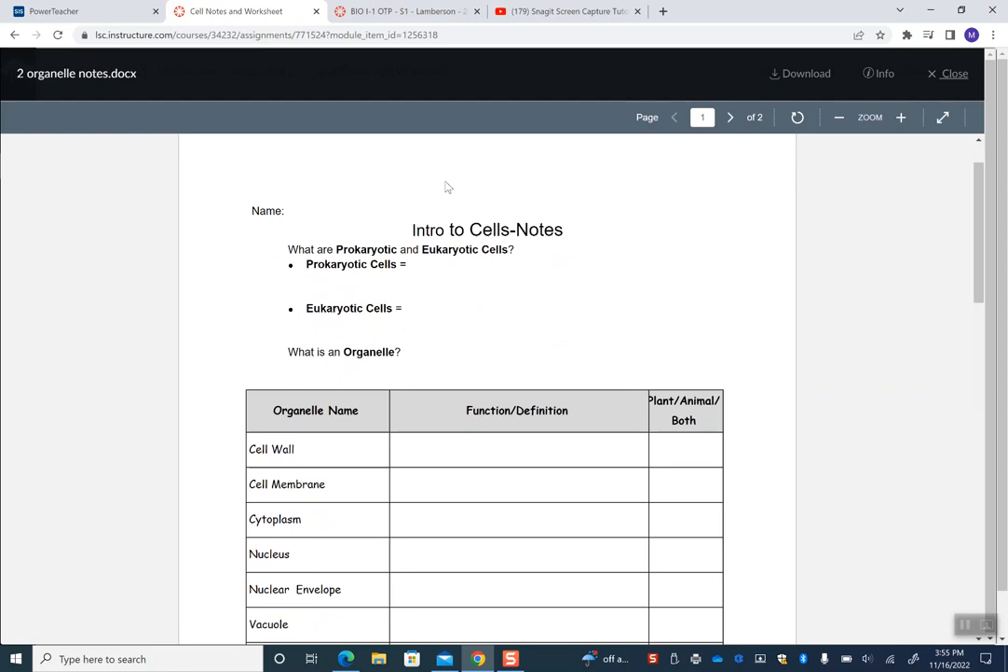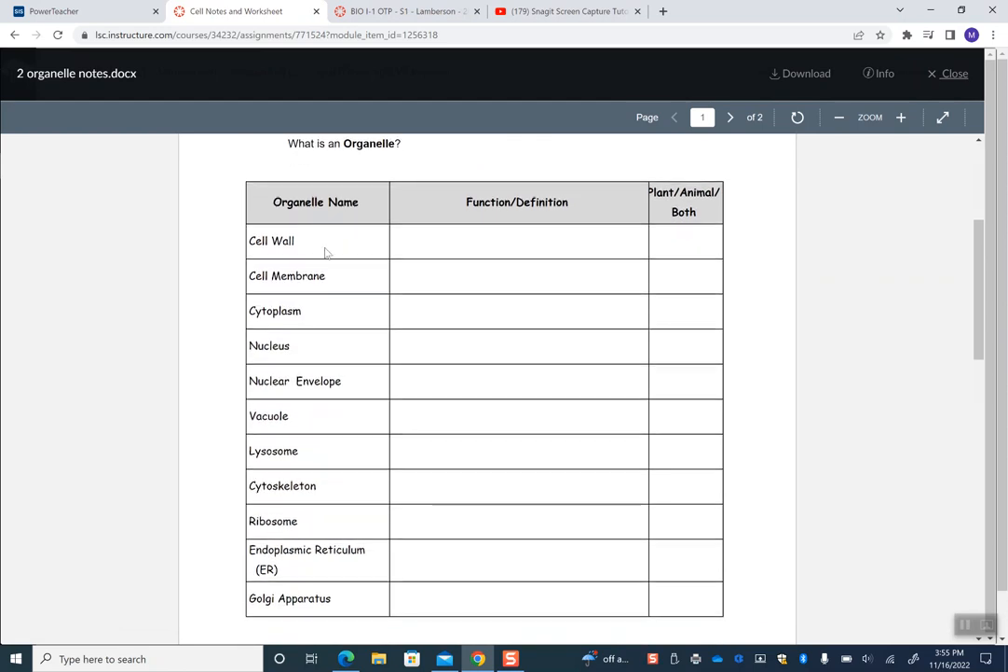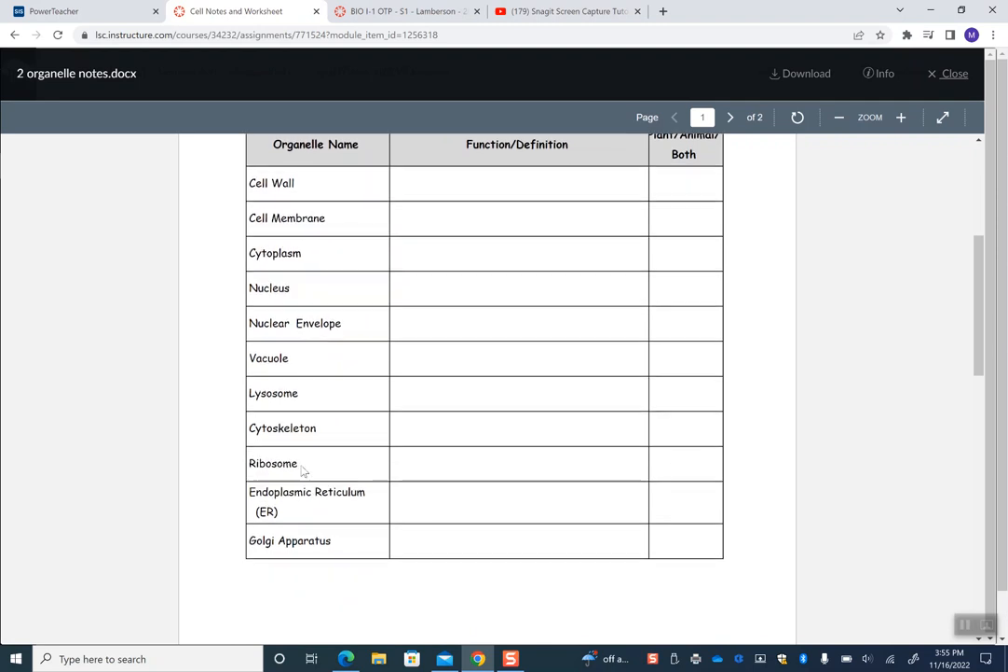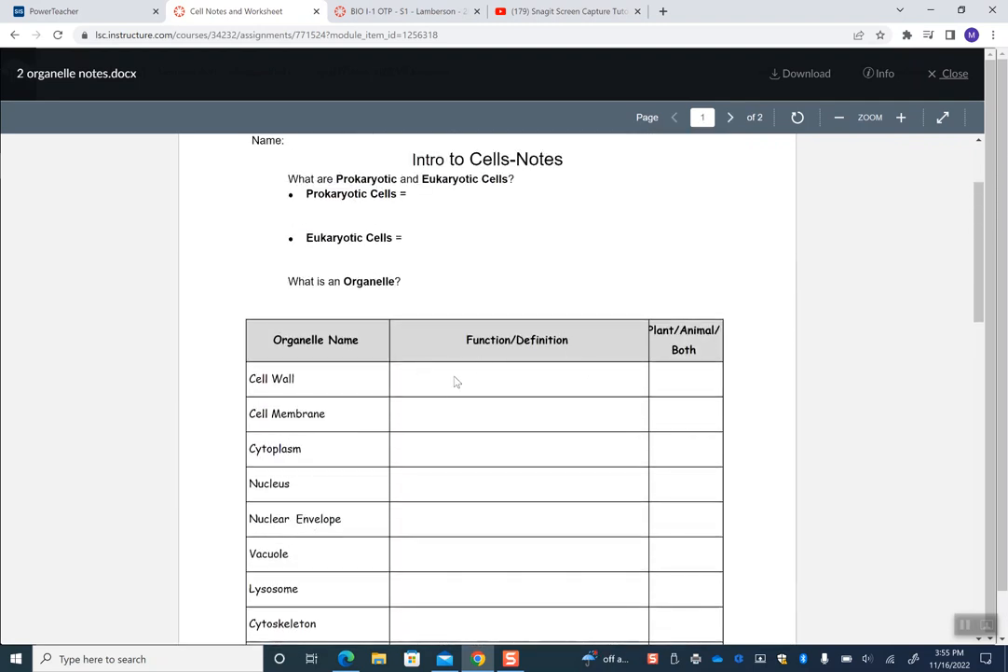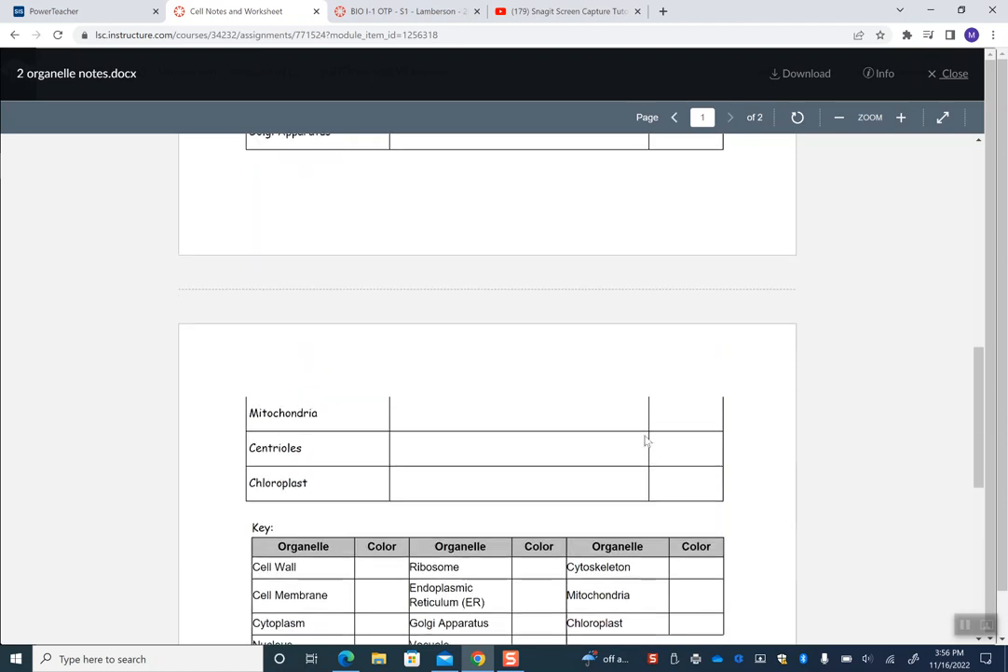Right here you're going to add some definitions that I'm going to go through in the slides. Here we're going to go through each of the organelles. And you are going to add the function or definition for each of these organelles, and then right here make sure you include, is this organelle found in plant cells, animal cells, or both plant and animal cells. So don't forget about this column right here.